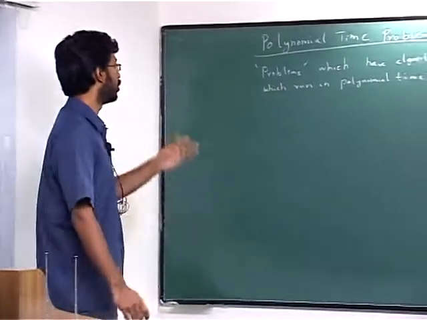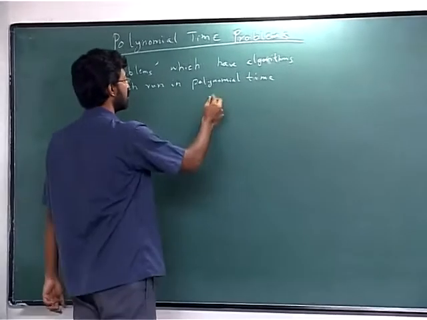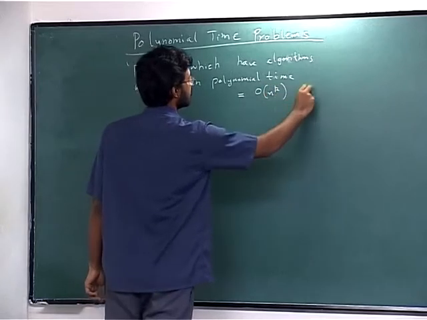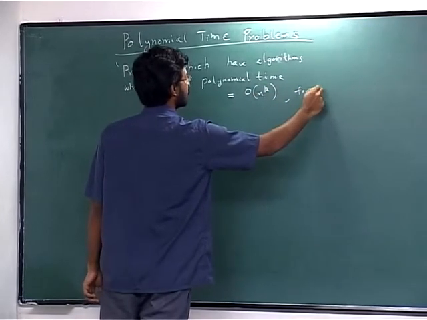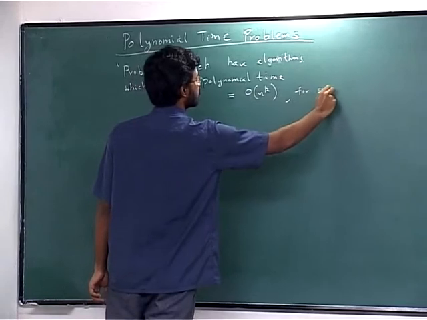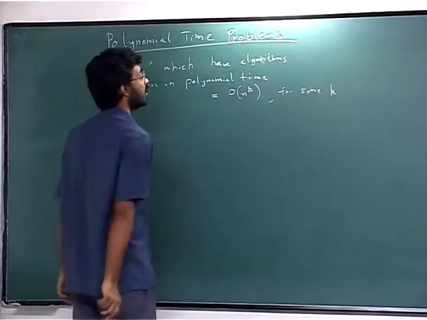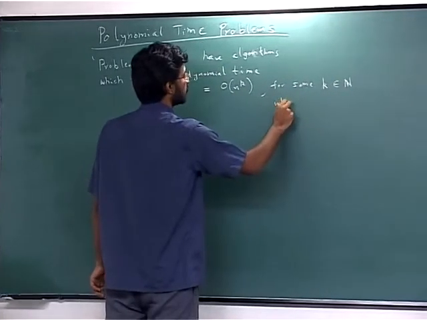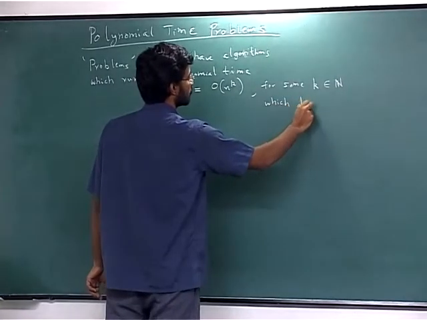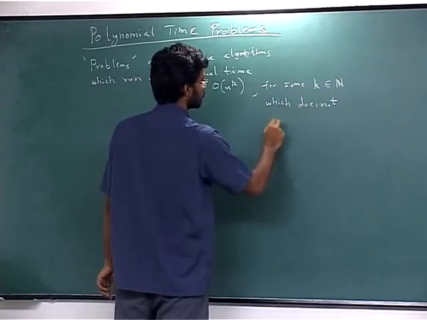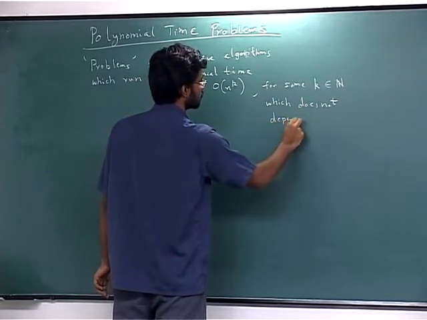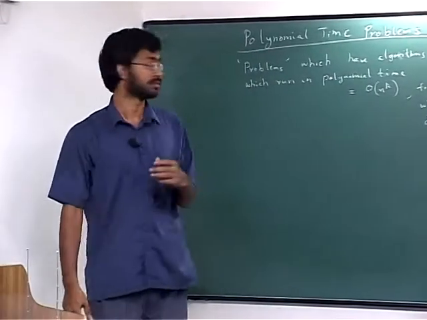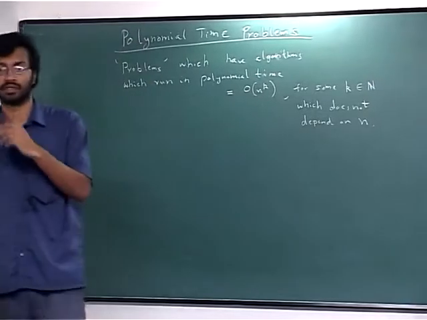Okay. And what do you mean by polynomial time? Something like order of n raised to k for some k, for a k which does not depend on n, that is, k doesn't depend on the input size.